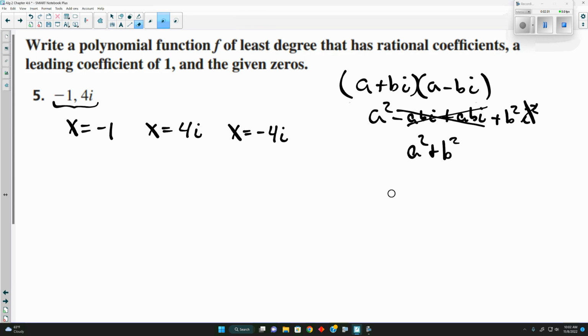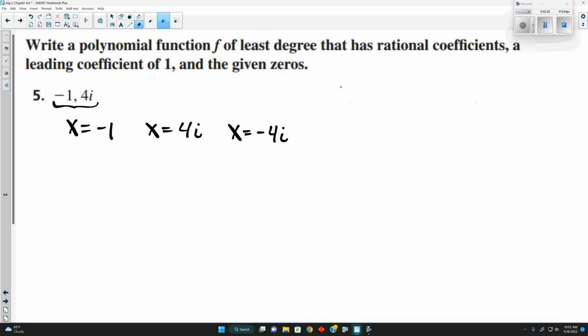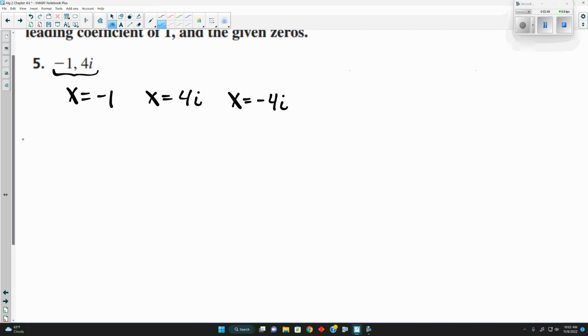Because when we talk about any of these higher degree polynomial functions, we don't have i as a part of it. Any of the equations that we've had so far, any of the polynomials, we don't have i as a coefficient. And that's because if i does show up, its conjugate shows up as well. Questions on this so far?